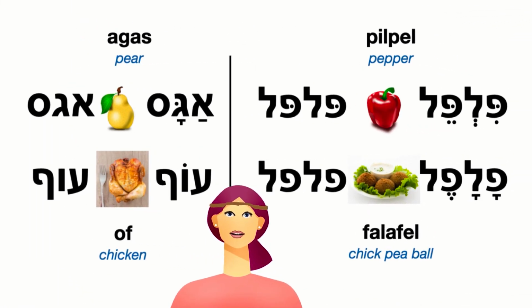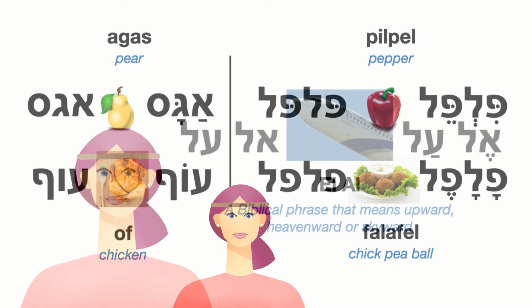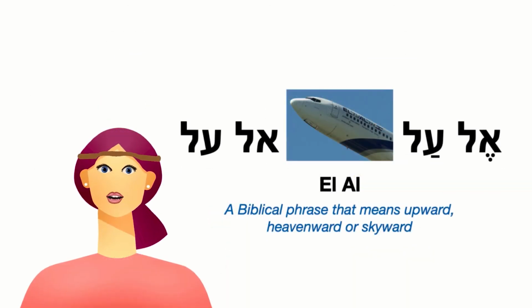Now, let's review the words we've seen: pilpel, agas, falafel, of. And finally, let's review the prepositions el and al.